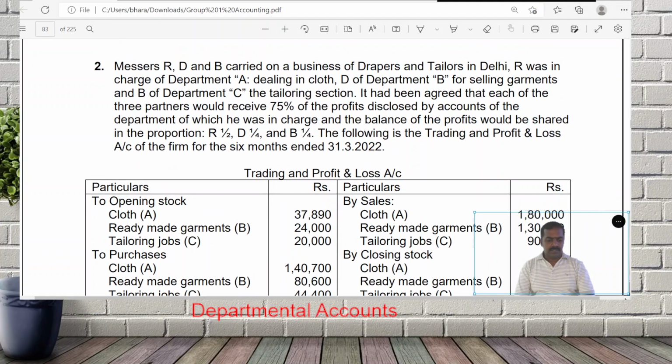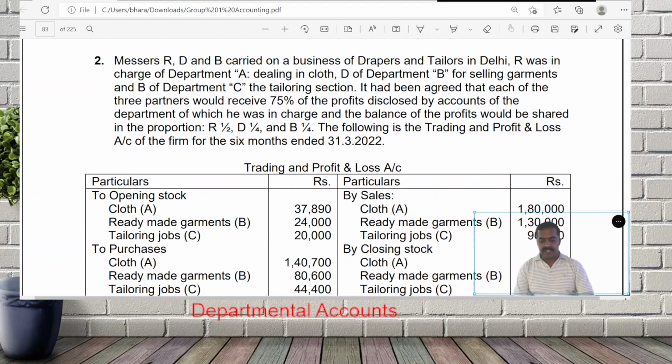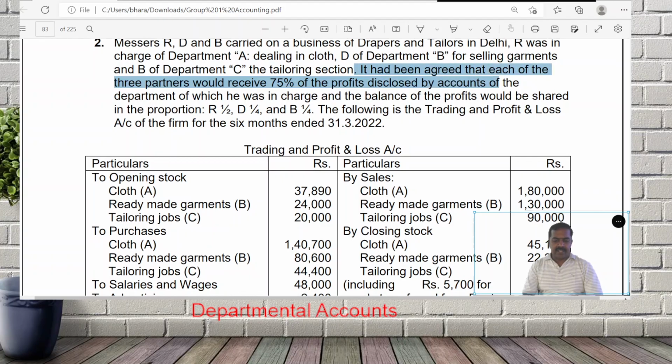Read question number 2. RDB carries on a business of drapers and tailors in Delhi. R was in charge of department A dealing in cloth. D is in charge of department B selling garments. C is in charge of the tailoring section. It has been agreed that each of the partners will receive 75% of the profit disclosed by accounts, and the balance profit will be shared in the ratio 1/2, 1/4, 1/4.